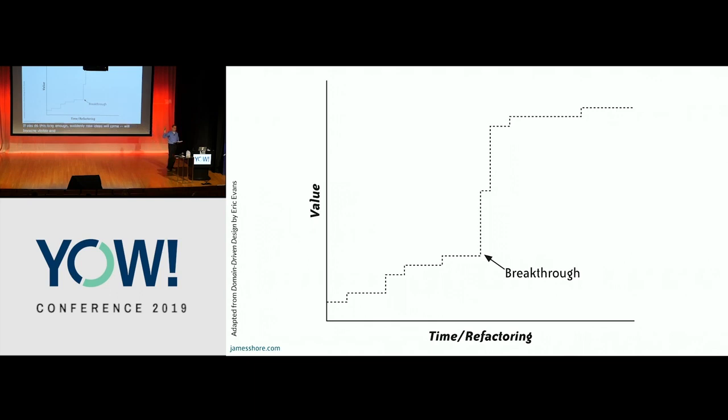got an idea for a dramatic way to improve the design, and you slow down and you actually do those refactorings and apply that new idea. This can happen at a really small scale, or it can happen at a large scale. So let's look at an example of that small scale breakthrough.